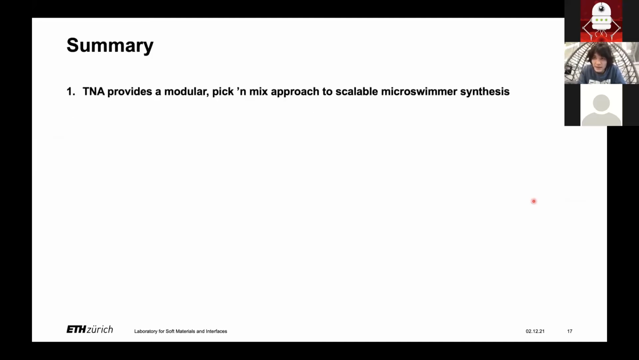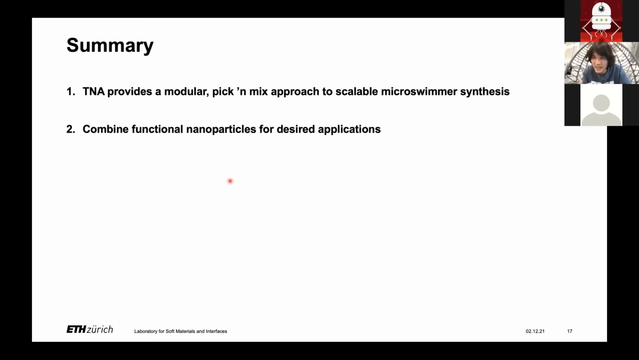And so with this, I'm brought to the conclusion slide. The Toposelective Nanoparticle Attachment, as described, really provides you with a modular pick and mix approach to scalable microswimmer synthesis. So not only can you choose different types of nanoparticles, but you can choose how you're going to functionalize the polymer to get an optimal combination. And this goes to the idea of obtaining designer microswimmers by selecting different combinations of functional nanoparticles for the application that you might have in mind.